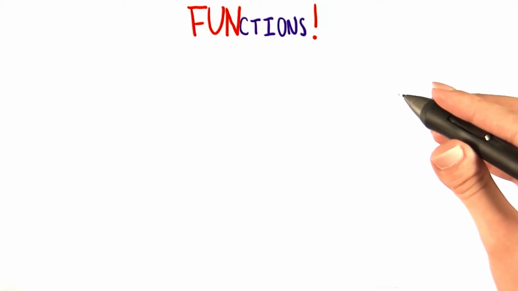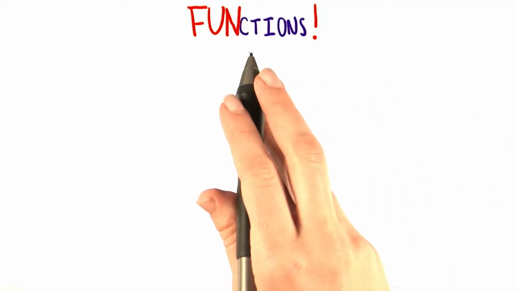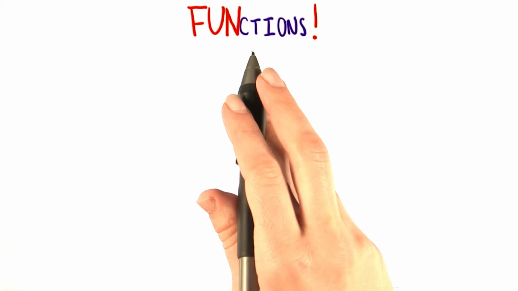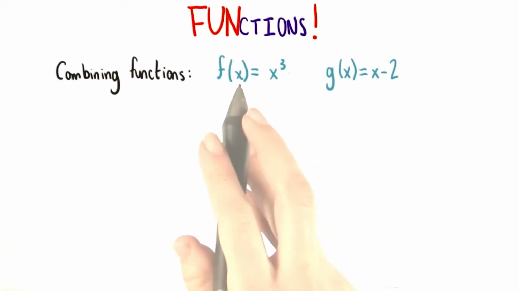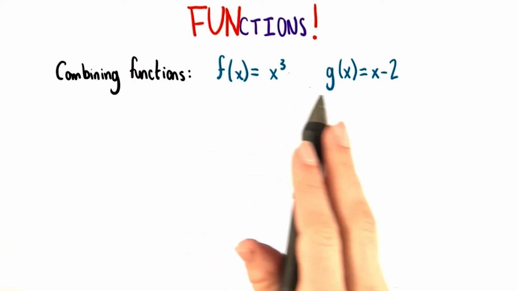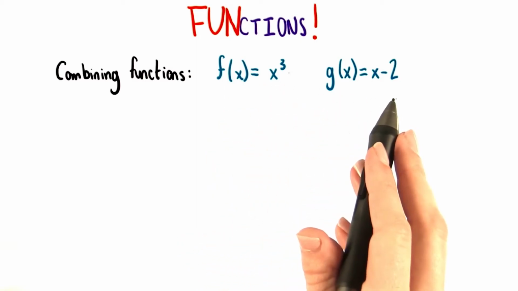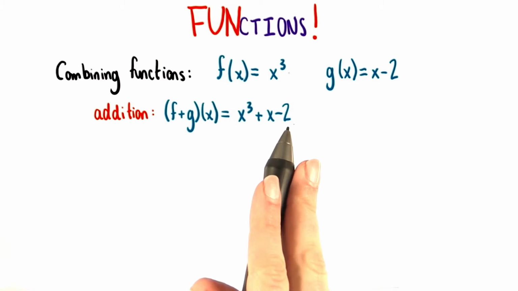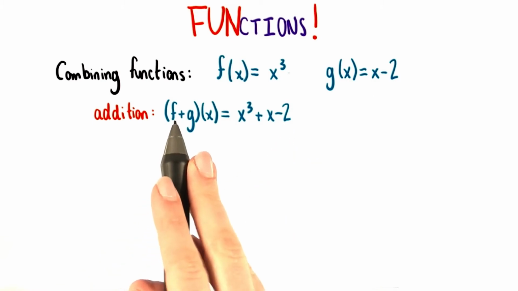In this lesson, we've talked a lot about different things that functions can do, especially different ways that we can combine them with one another. Let's pretend like we have these two functions, f of x equals x cubed and g of x equals x minus 2. We saw that we could combine these through addition by taking f plus g of x.